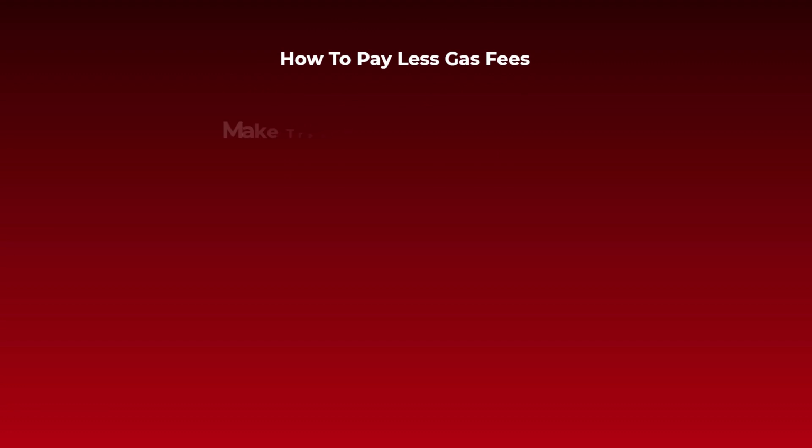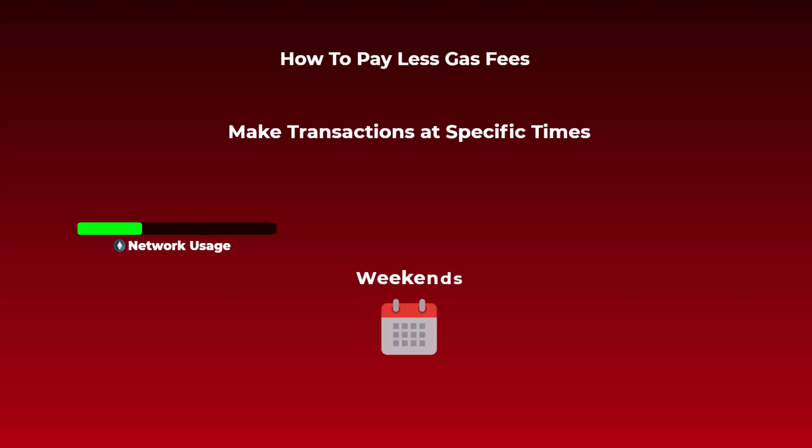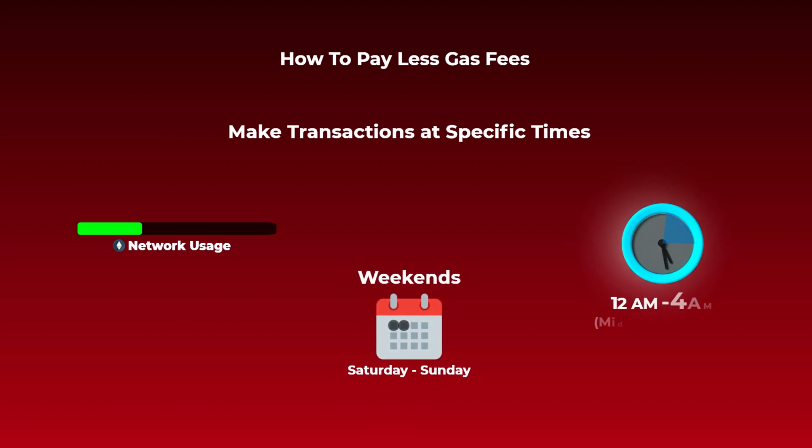Well, the first option you have is making your transactions at times with low network usage, which means when a low number of people are using the Ethereum network. These times are typically on the weekends, between midnight and 4 a.m. Eastern Time, and this period usually has the lowest gas prices.